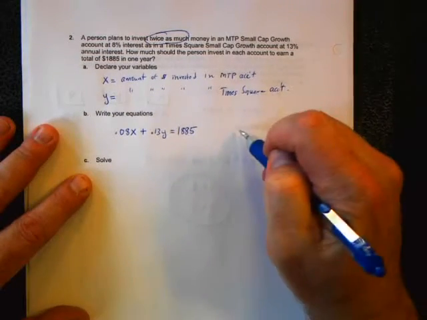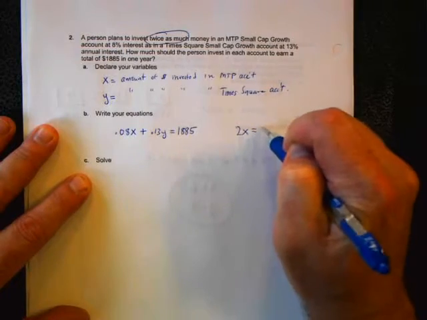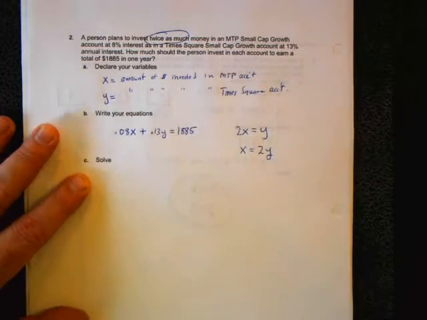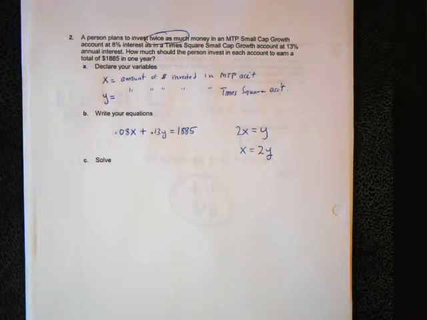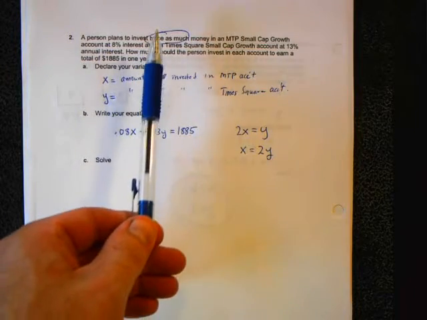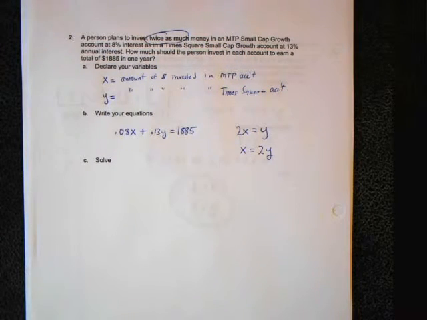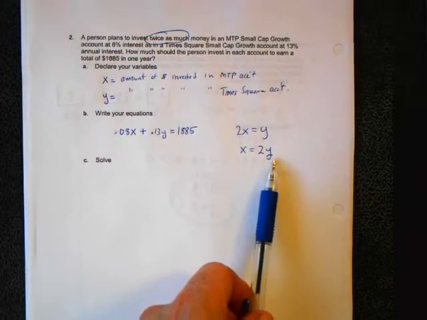All right, so about half the people will usually say it should be 2x equals y, and about half the people will say it should be x equals 2y. One of those is right and one of those is wrong. And here's the way I think of it. The person is going to invest twice as much money in the 8% account. Which account's going to have more money in it? The X account is going to have more money in it, isn't it? Because we're putting twice as much money in the X account. So if x is the bigger one, then don't I have to multiply the y by 2 to get x?